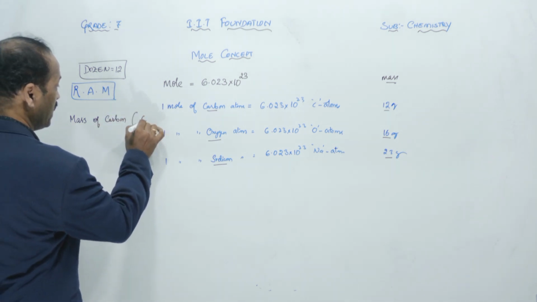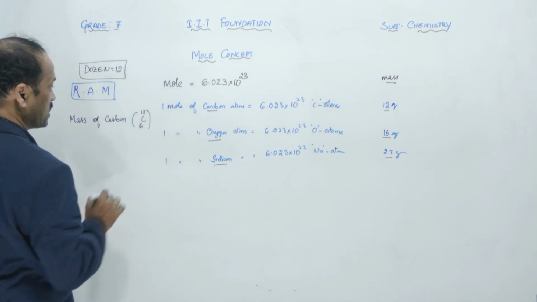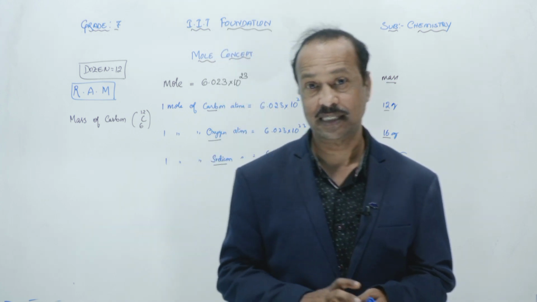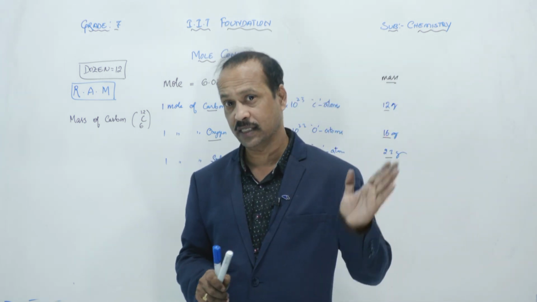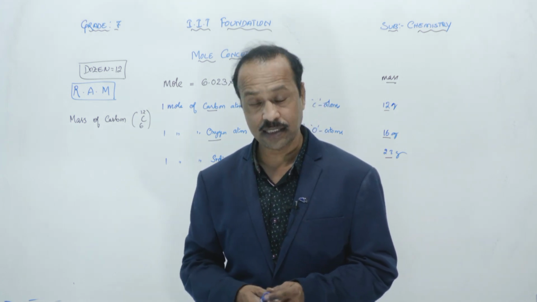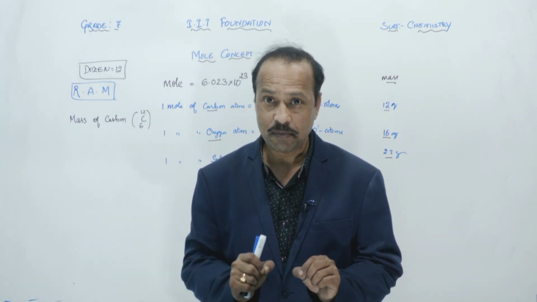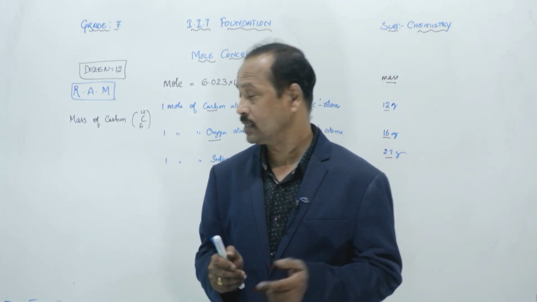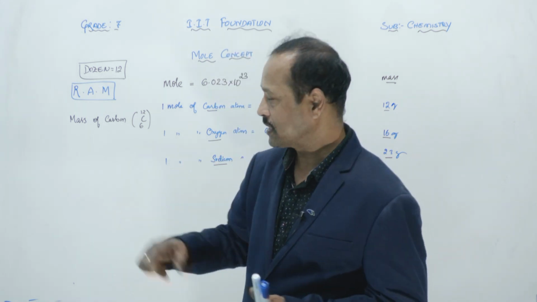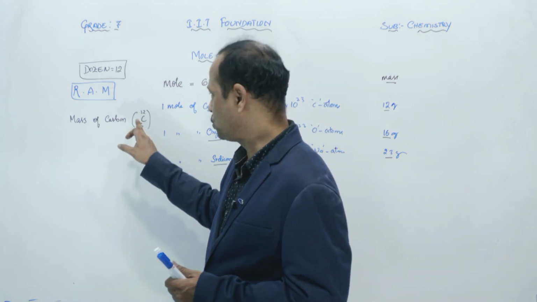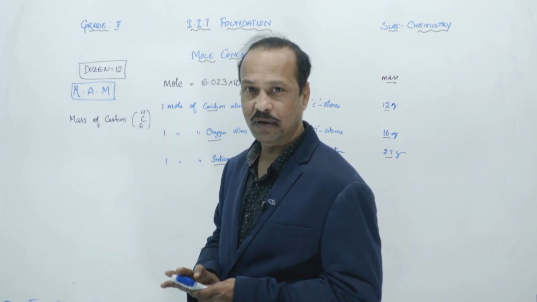Carbon exists in terms of isotopes. Isotopes of carbon exist. Isotopes means what? Already we discussed, I think. Isotopes are atoms of the same element with the same atomic number but different mass numbers. So they are called isotopes. Once again, this is carbon, 6 and 12. So 6 is the atomic number, 12 is the mass number.